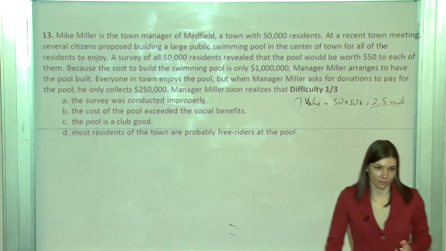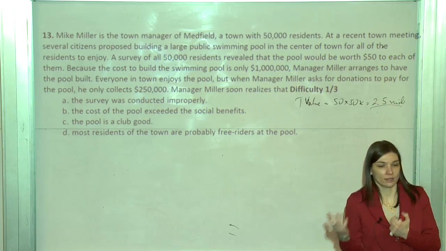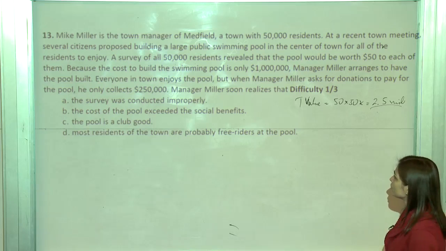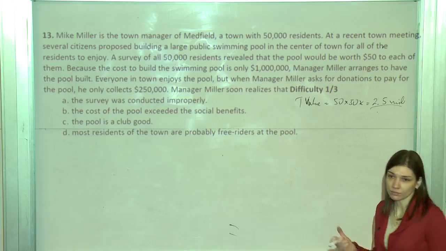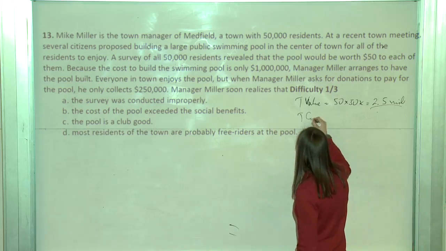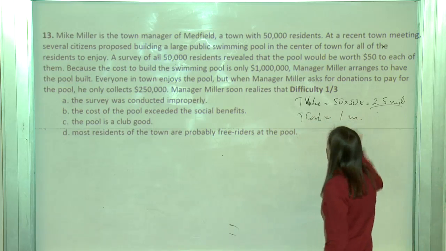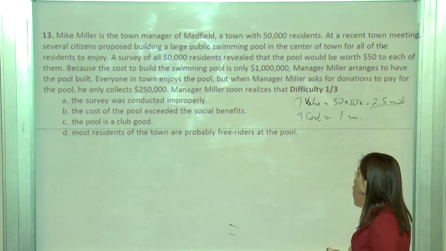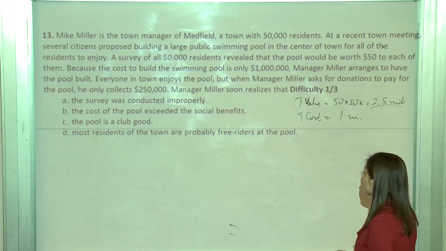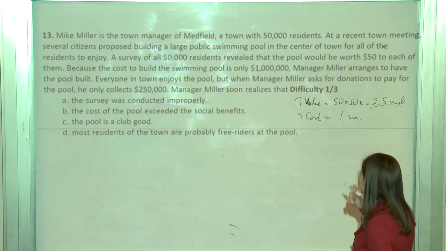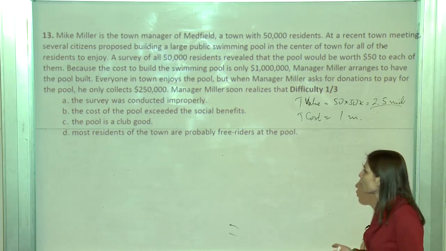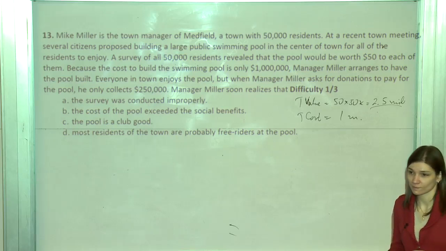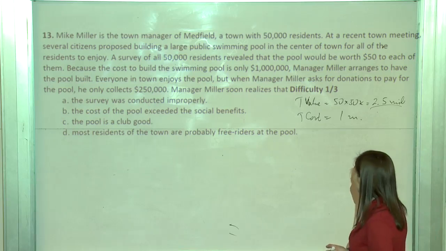Right? That's what they value it at. Okay, because the cost to build the swimming pool is only $1 million, right? So its total cost is $1 million. The manager arranges to have the pool built. Everyone in town enjoys the pool, but when the manager asks for donations to pay for the pool, he only collects $250,000. Right, so he fell short.